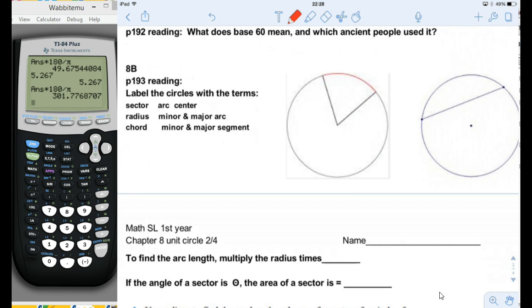Now let's look at this, and we've got 2 pictures of circles, and one has a pie piece taken out of it, or a pizza piece, and the other one just has a slice taken out of it. Now I'm going to go through these different terms, and we're going to mark them on here. So for example, a sector is like this pie piece here.